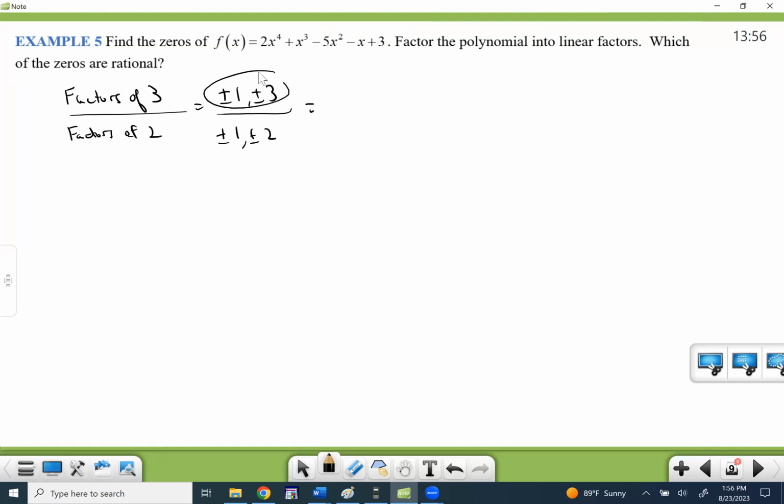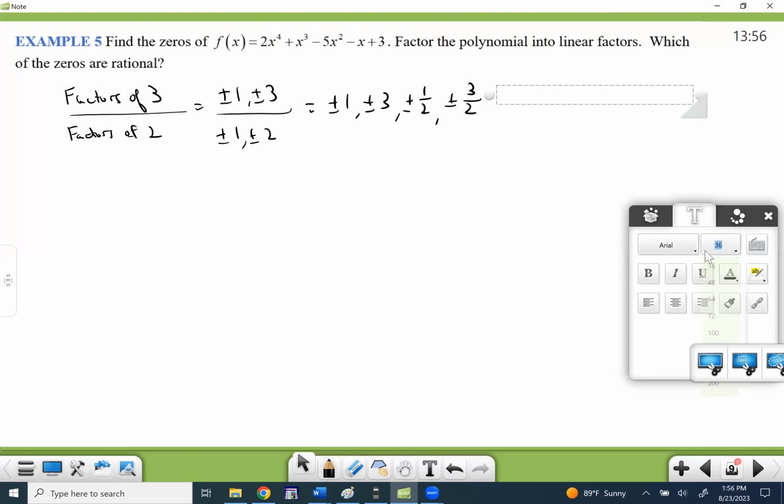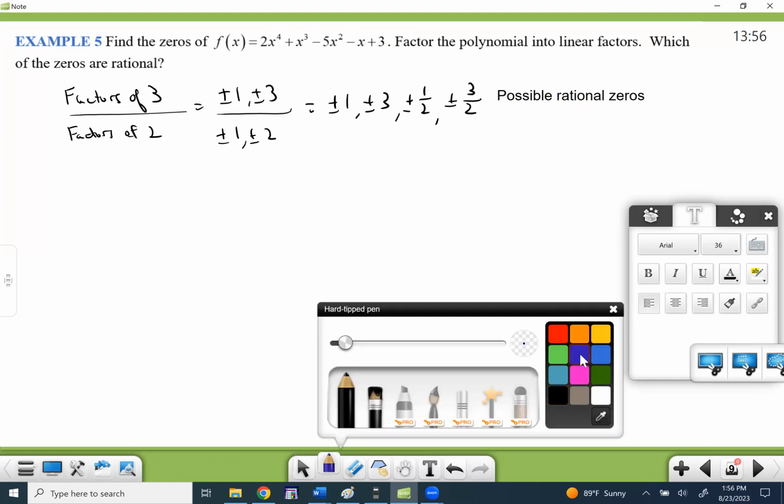So if we put all of these on top of 1, we'll just get themselves back. But then we're going to put all of those on top of 2. So 1 over 2, 3 over 2. So what we have found here are possible rational zeros. But now we need to go in and find out which ones are actual rational zeros, right? So these are possible rational zeros. Okay, so now we're going to go ahead and do some synthetic division with them.